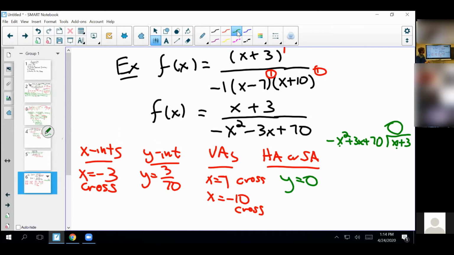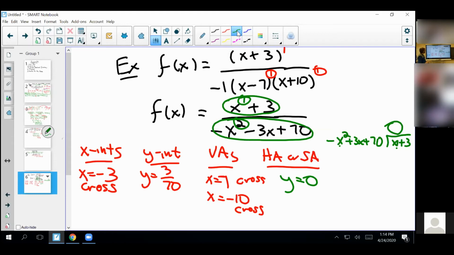There might have been one of those on the homework, I don't remember. But if the degree on the bottom is bigger than the degree on top, then your horizontal asymptote is going to be 0. That makes sense. As x gets really big, the bottom is going to be much, much bigger than the top. So essentially you're going to get 0 for very big x or very negative x as well. Okay, so that's all the information we need to graph it.